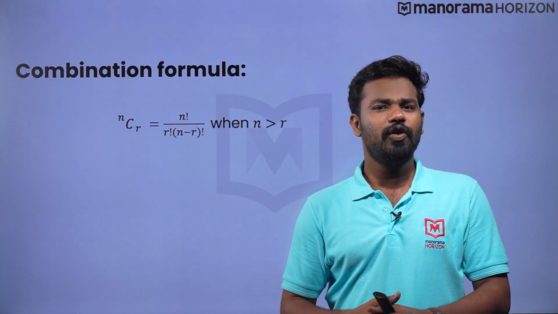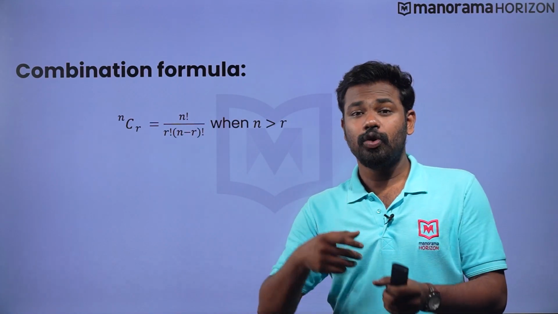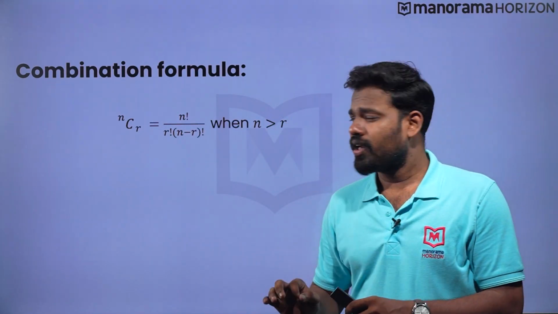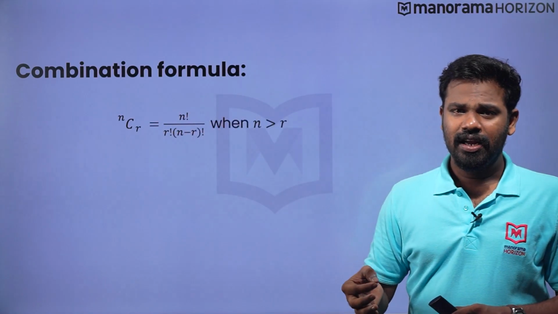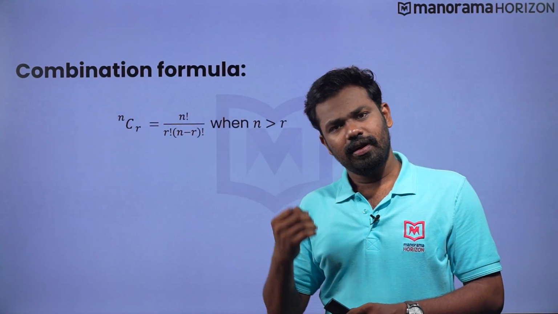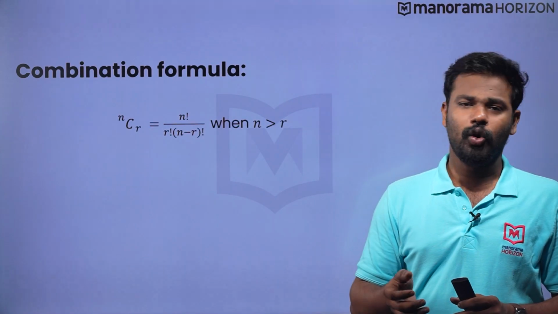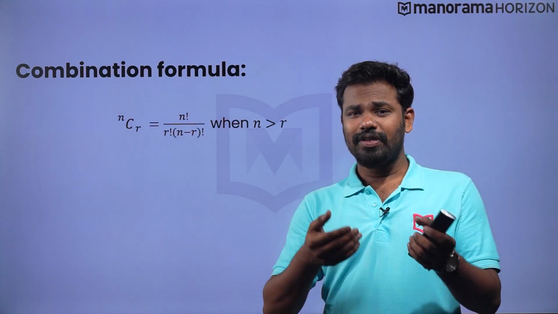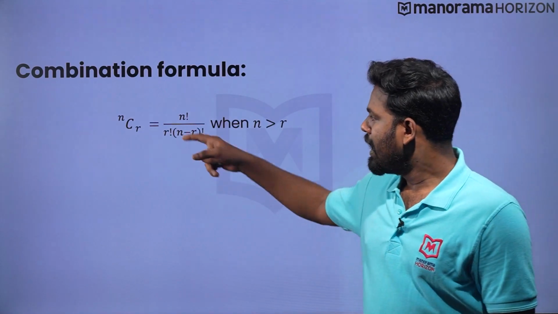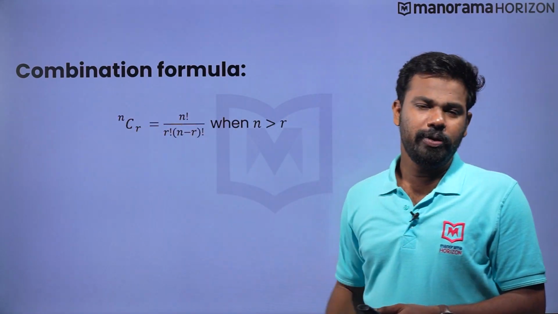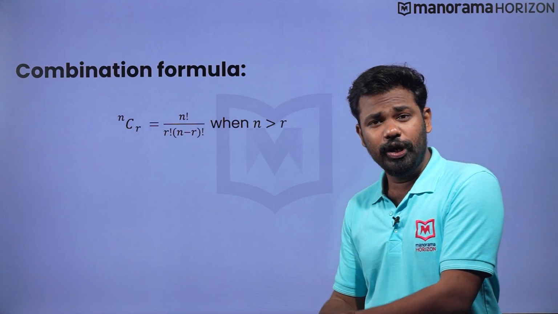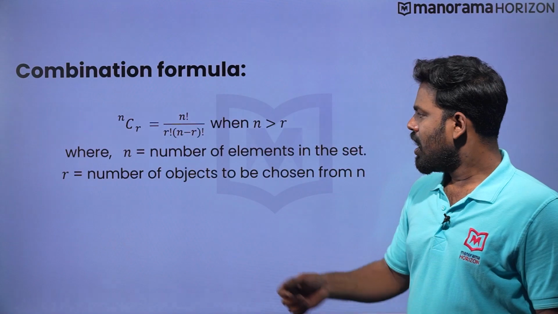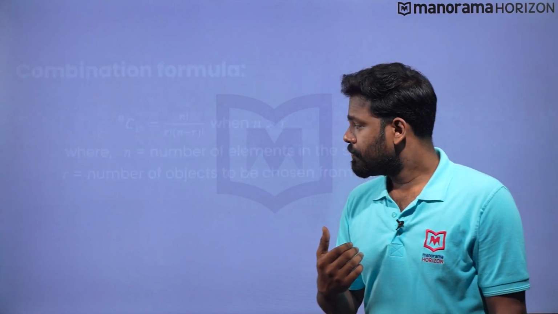Suppose there are 10 objects in front of you and I ask you to take 12 objects from them. Is it possible? No. So n should always be greater than r. This is the formula: nCr equals n factorial by r factorial into (n minus r) the whole factorial. In the previous case, from 3 numbers, when I have to select 2 numbers, the formula is 3C2, because from the 3 numbers I am selecting only 2. So n is the number of elements in the set, and r is the number of objects to be chosen.